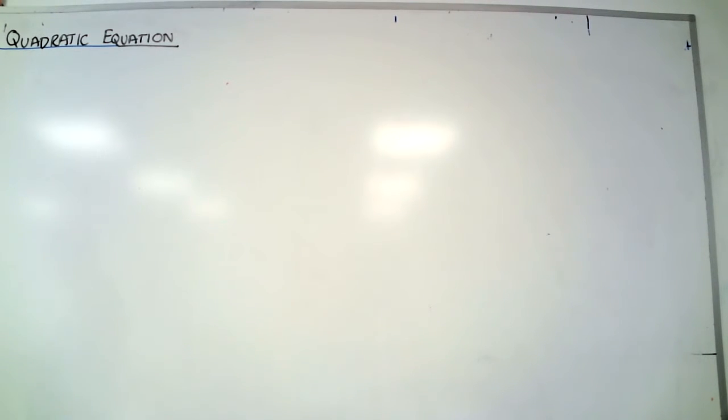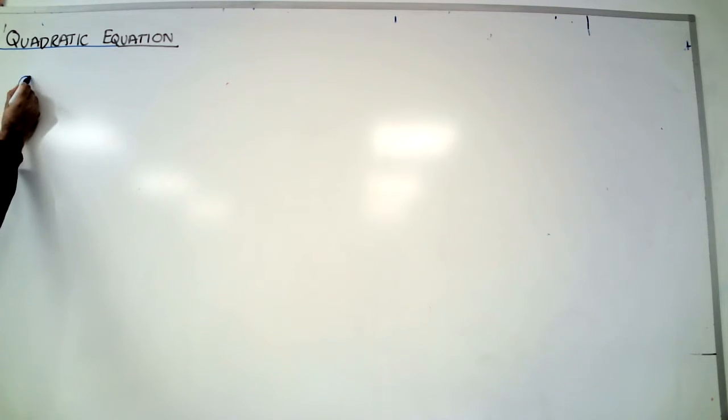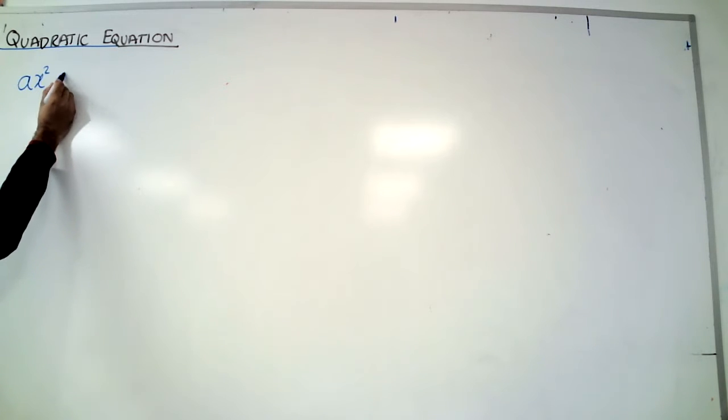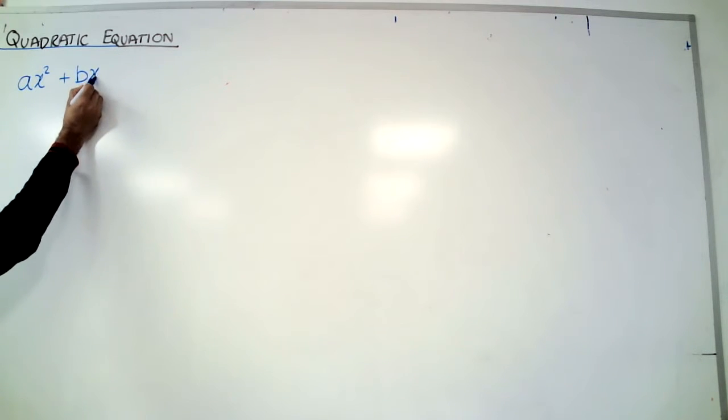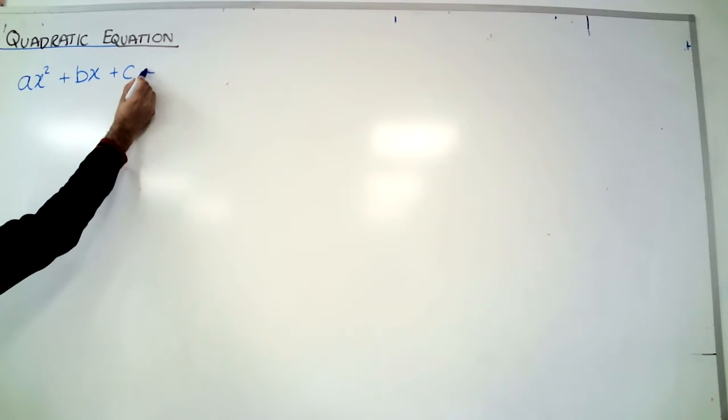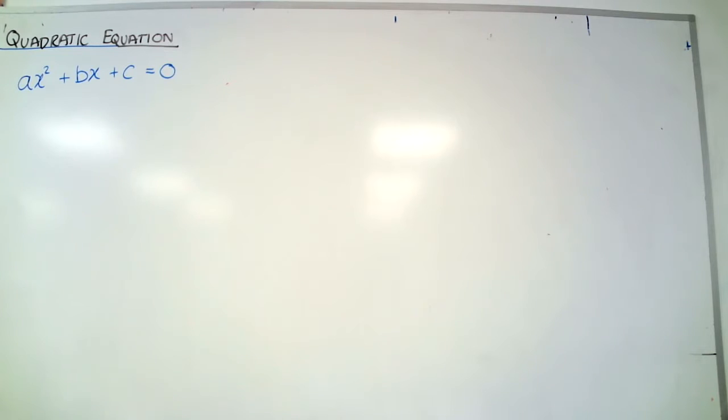Okay, when we have a look at the quadratic equation, we can solve it two different ways, either by quadratic formula or by factorization. Quadratic formula works with everything, so we're going to use the quadratic formula. Now, what is a quadratic equation? A quadratic equation is an equation in this form, ax squared plus bx plus c equals 0.